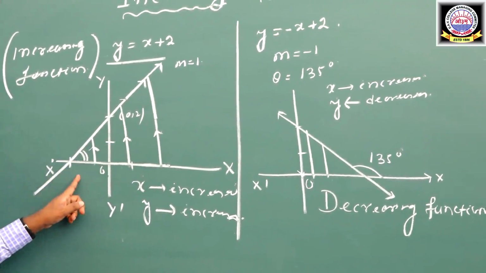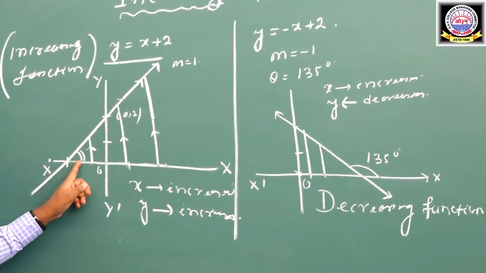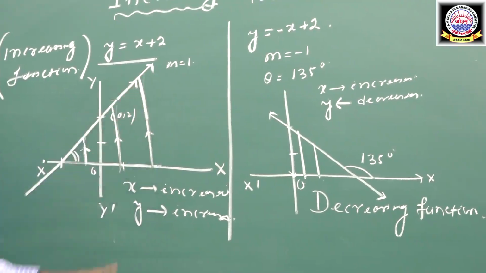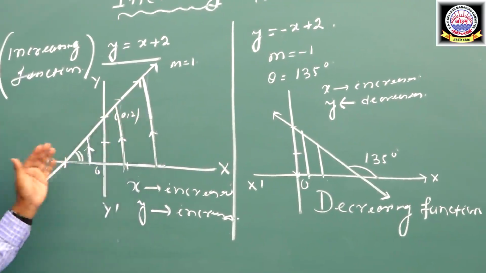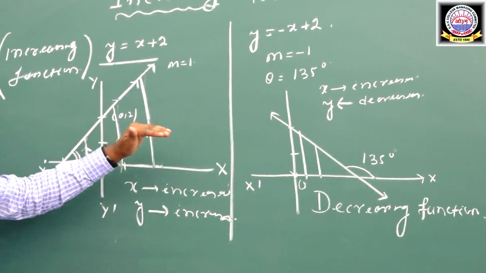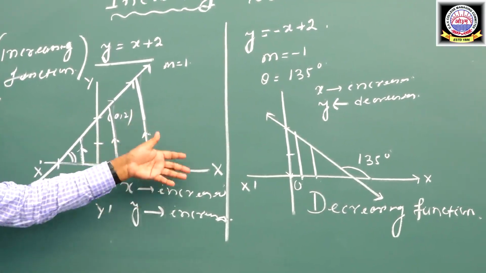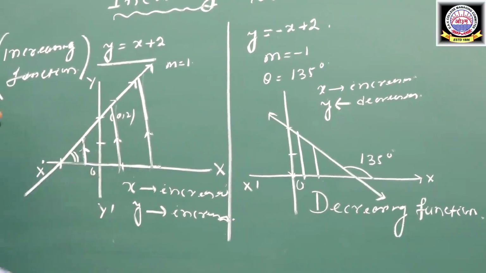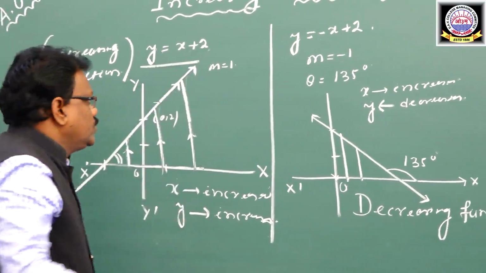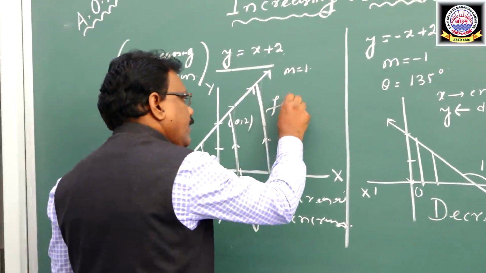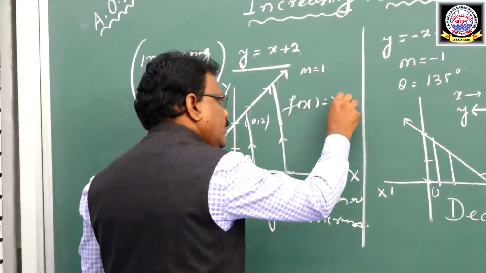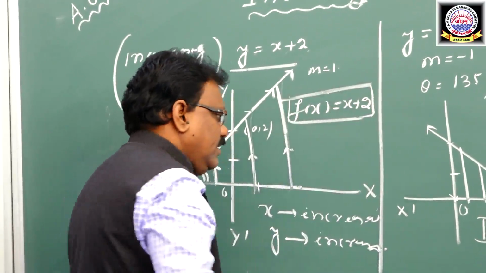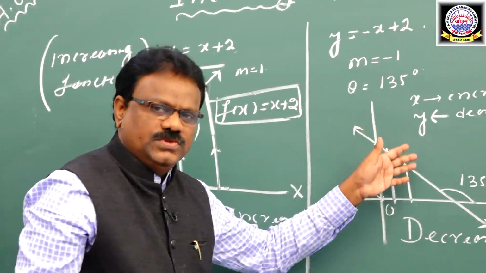And in this graph we analyze, when the value of x increases, the height, meaning the value of y, also increases. X increases, y increases correspondingly, simultaneously, then it is an increasing function. So, y is equal to x plus 2, or f of x is equal to x plus 2, is an increasing function.